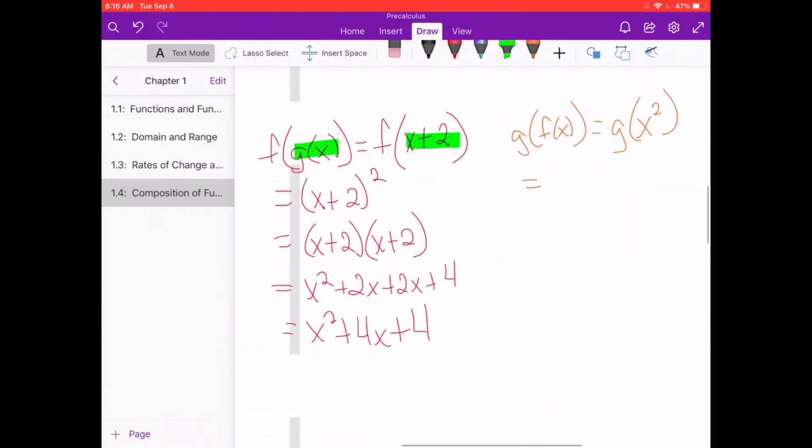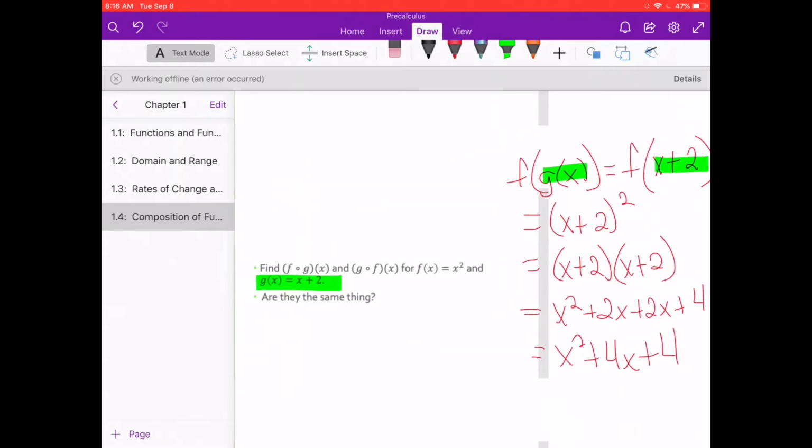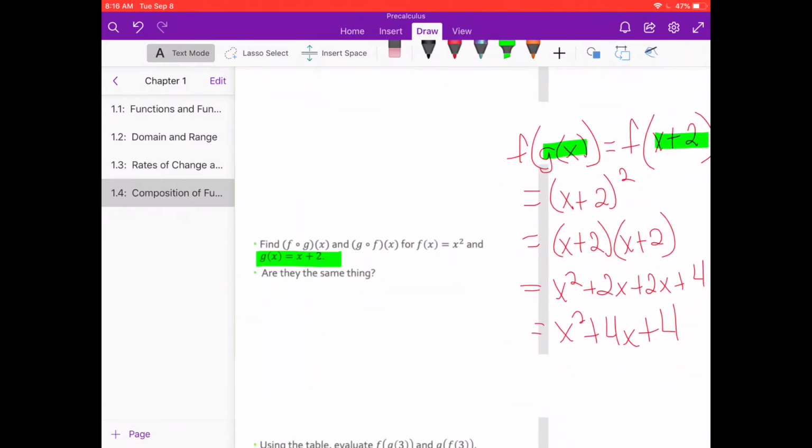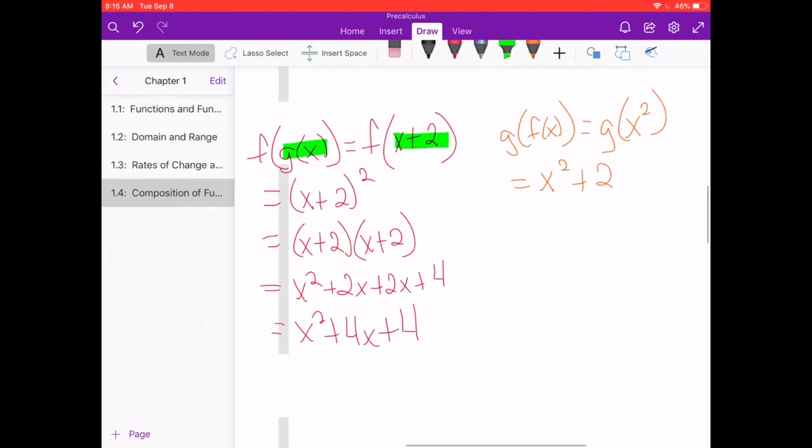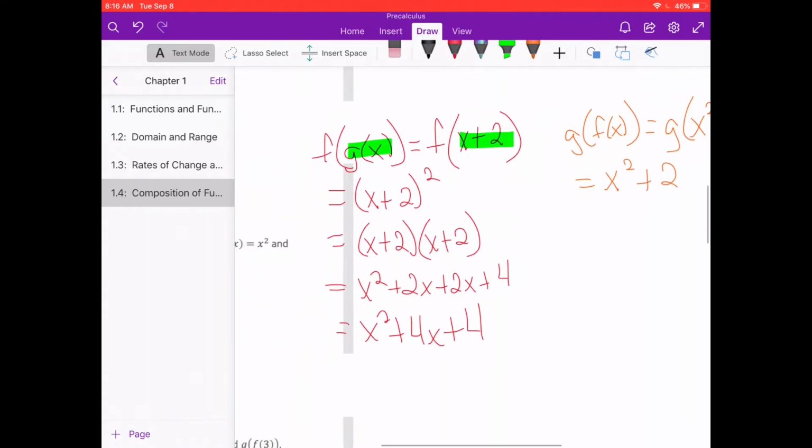And we know that g is x plus 2. Wherever we see that x, we're going to put x squared now. So we have x squared plus 2. That one we don't have to simplify, but notice that you do not get the same answer. Okay, that's usually going to happen, that you're not going to get the same answer.